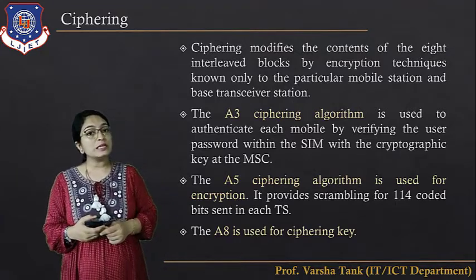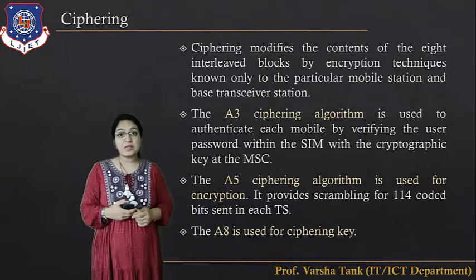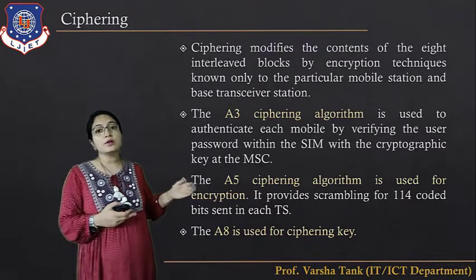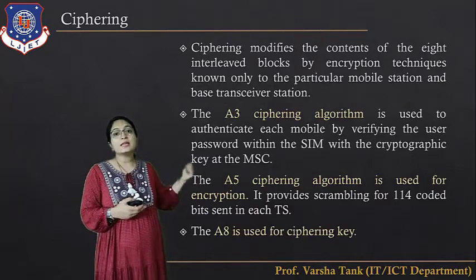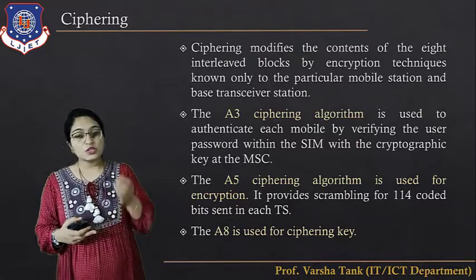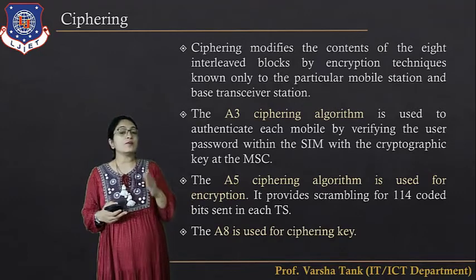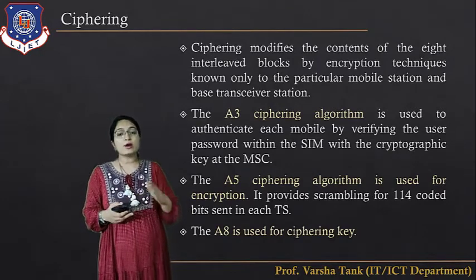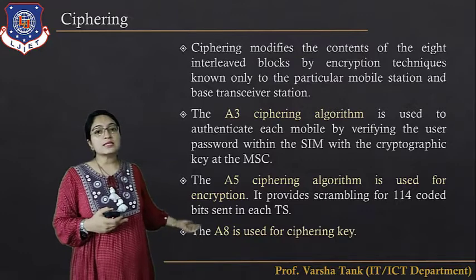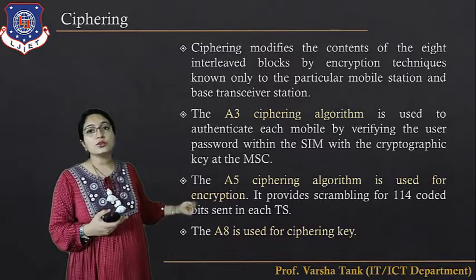In ciphering we use 3 different algorithms: the A3 algorithm, the A5 algorithm and the A8 algorithm. A5 is the ciphering algorithm that is used for encryption. A3 is used for authentication purposes, and A8 is used for generating the cipher key. As I told you, the 3 is the cipher key for converting ABC to DEF. In the same way, if you want to convert DEF into the original text, you have to subtract 3 from the ASCII value of DEF, so you will get the original text. This key will be used at the receiver side to decrypt the data. Got it?